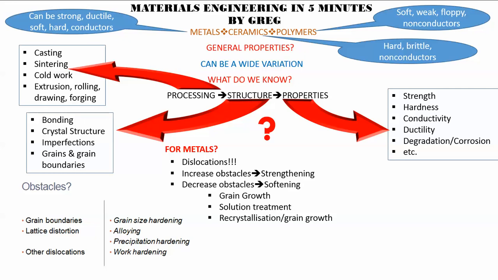Of course, we can also decrease the obstacles and we get softening. So for example, for grain size hardening, if we heat the metal back up and allow the grains to grow, we can reduce the hardness and increase the ductility. For alloying, there's really no softening mechanism, but for precipitation hardening, we can heat it back up into the single phase region and dissolve all those precipitates and start again. And for work hardening, we can do recrystallization and grain growth. Remember the aluminium bar in the lab you did in the last couple of weeks.